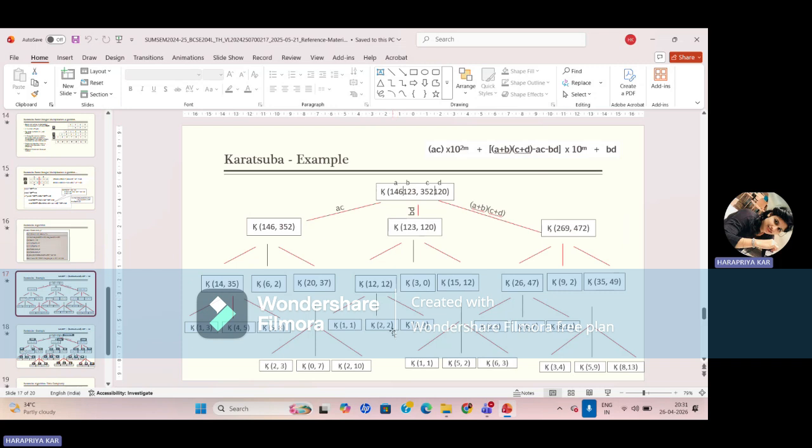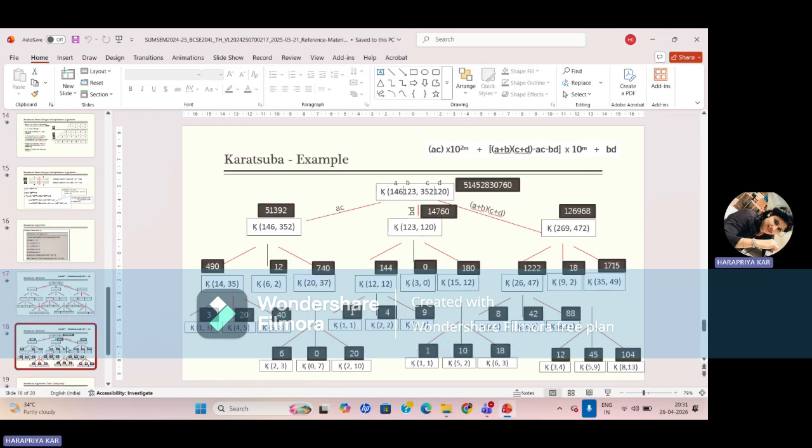So in the Karatsuba example, first of all the given number is a b c d. So you have to split. So K of 146 352, and then again 1435, K of 6 2, 20, 37, then based on this formula, K of 12, 12, K of 30, 0, K of 15, 12. Then 269, 472, then 26, 47, 92, 35, 49.